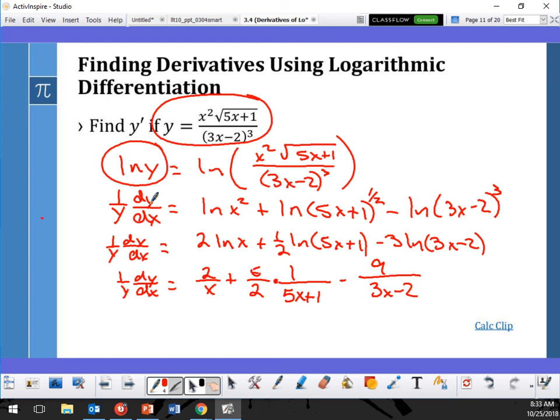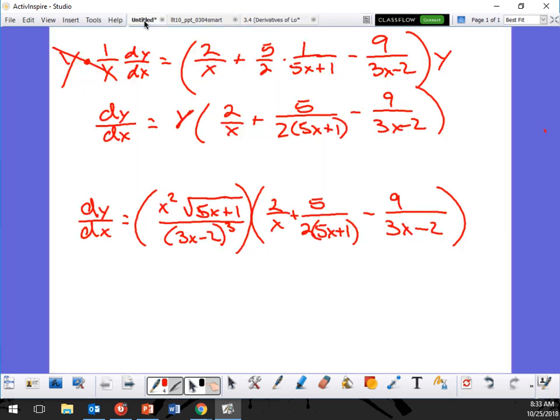So you're gonna read this to me, okay? Can I take a picture of that one real quick? Give me a second. All right, so it's gonna be y equals, what was it? x squared, square root of 5x plus 1, over 3x minus 2, cubed. Okay.